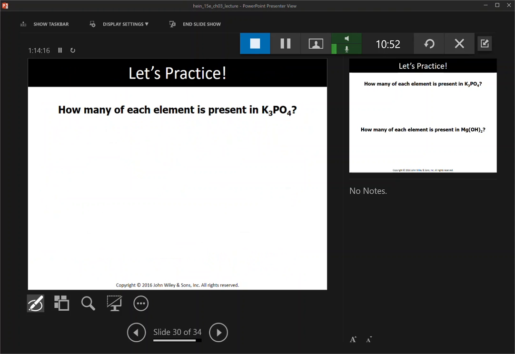Now let's do a couple of examples. K3PO4 is the formula of potassium phosphate. And we want to know how many of each element is present in potassium phosphate. How many potassium? Very good, 3 potassium. How many phosphorus? 1 phosphorus. And how many oxygens? 4 oxygens.